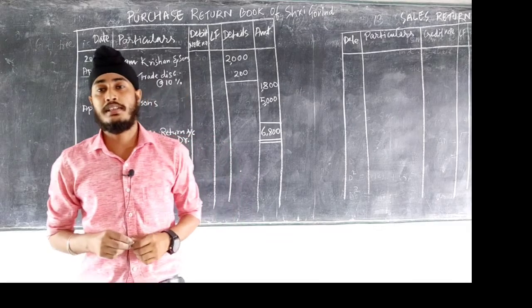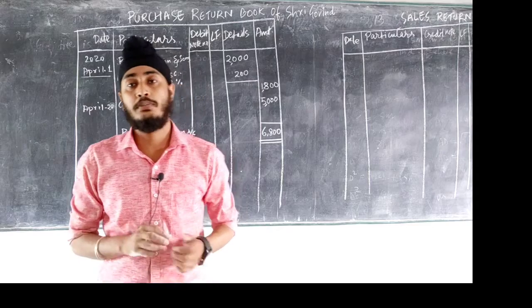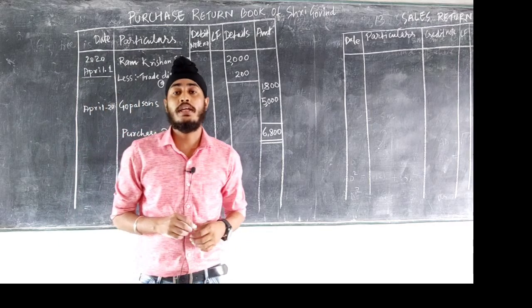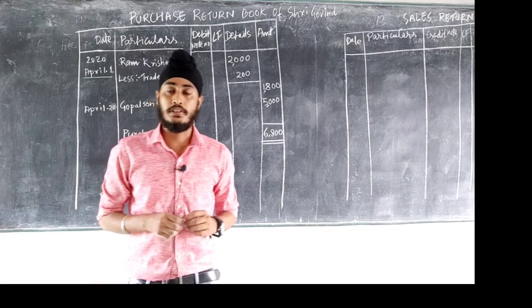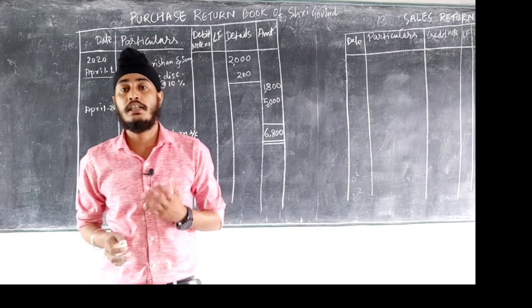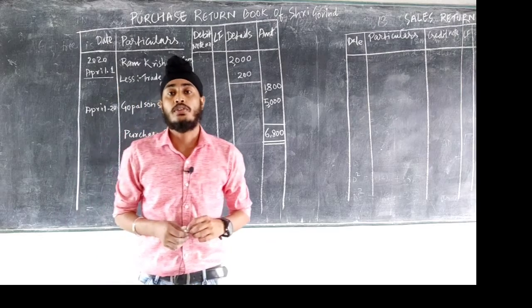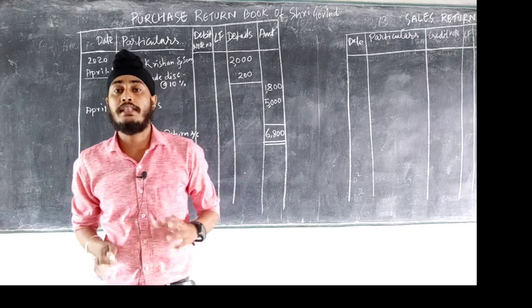Hello dear students, in the last classes we have learned about purchase book and sales book. In purchase book we record only credit purchases, and in sales book we record only credit sales, and we don't record any cash transactions in purchase book and sales book. So today we will be learning about purchase return book and sales return book.